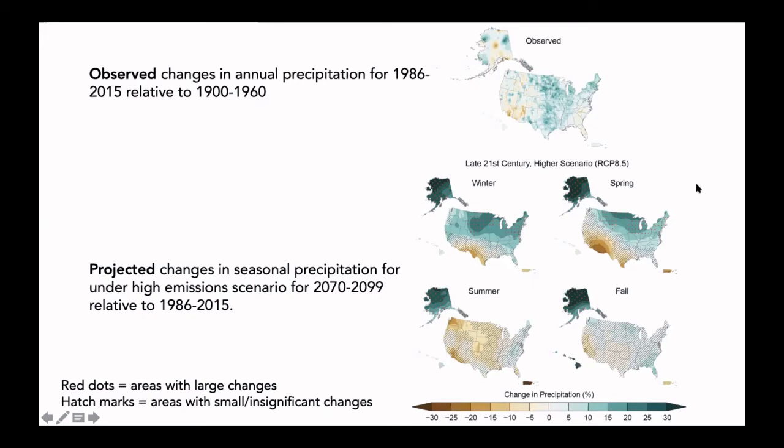Red dots show areas with very large changes. Hatch marks show areas with small or insignificant changes that the models don't resolve very well. So in Tennessee, you can see we're in the hatch marked area for summer and fall. But in winter and spring, we see significant observable changes. They're just not as large as in the northern part of the US, but we see increases in winter and spring precipitation under the high emission scenario for the late 21st century.